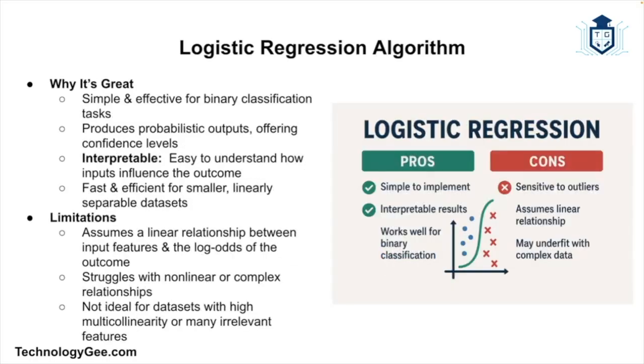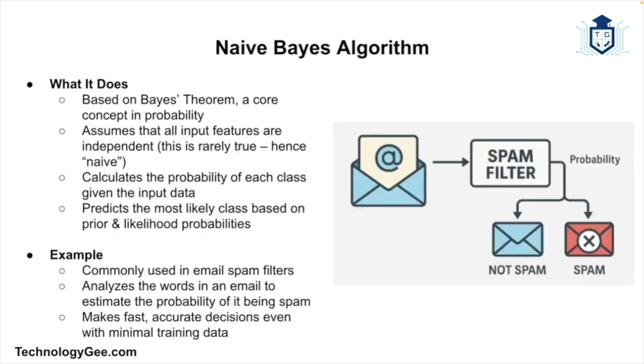Now, why is this great? Well, it's simple and effective for binary classification. It outputs probabilities and doesn't just do hard guesses, and it's easy to implement and interpret. Its limitations: it assumes a linear decision boundary and doesn't perform well with complex relationships. Next, we have what is called naive Bayes, and this is based on the Bayes theorem and assumes that all features are independent, which is often not true, hence the word naive.